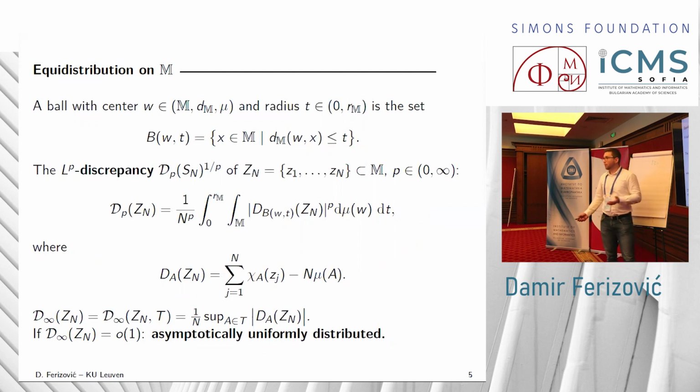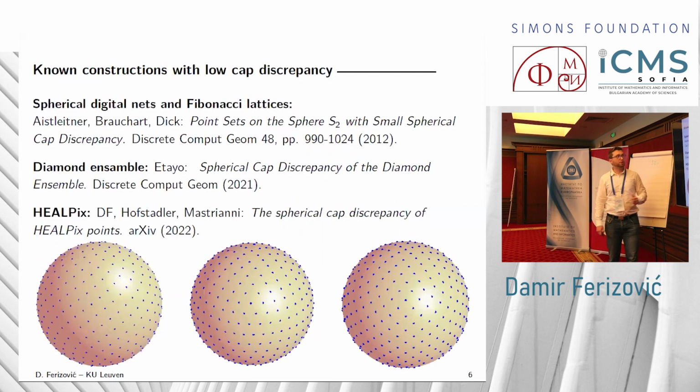Now let's give a couple of examples. For the 2-sphere, there's this paper by Aistleitner, Brauchart, and Dick. They have shown that for spherical digital nets and Fibonacci lattices, with n points of those, the spherical cap discrepancy is bounded of the order n to the -1/2. Similarly, the diamond ensemble introduced by Carlos Beltrán and Ujué Etayo, who have shown that the spherical cap discrepancy of the diamond ensemble is exactly of the order n to the minus 1/2.